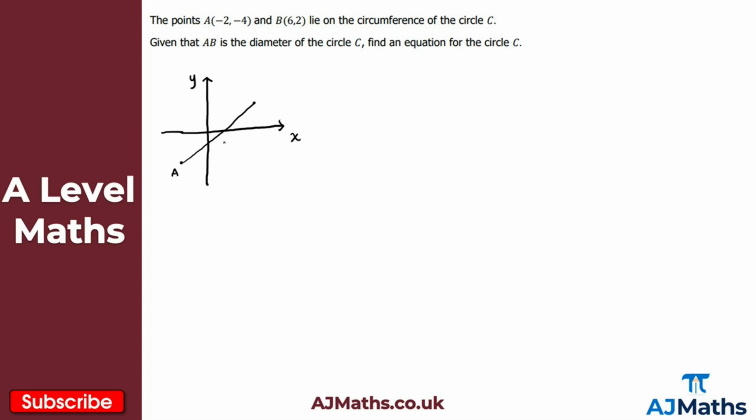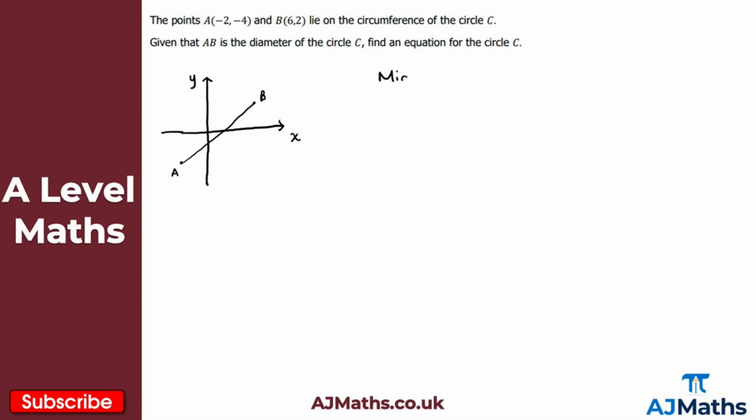Now I need to find the equation of this circle. So I need two things for this. I need the center of the circle, which in this case will actually be the midpoint of this diameter. So we need to find the midpoint of this diameter. And then we need to find the distance from one of these points, A or B, to the midpoint of this line, which would be the center of the circle. So let's start by finding the midpoint.